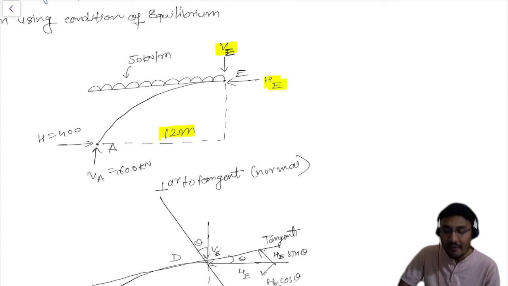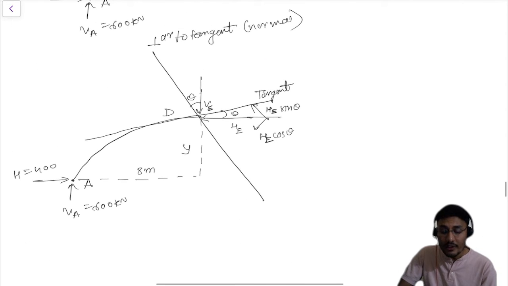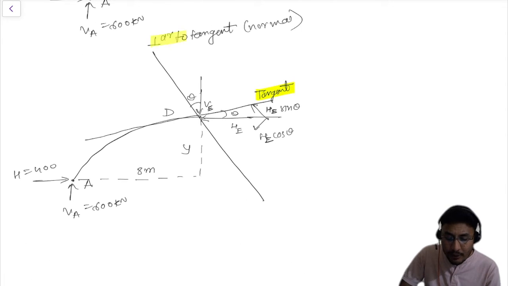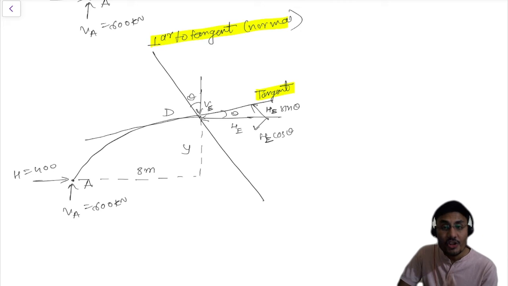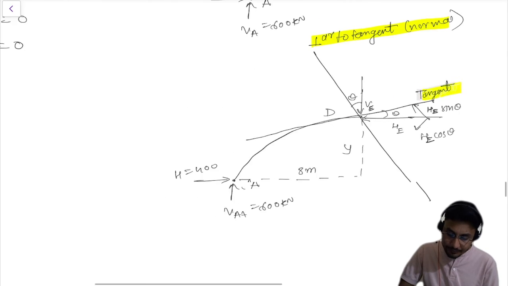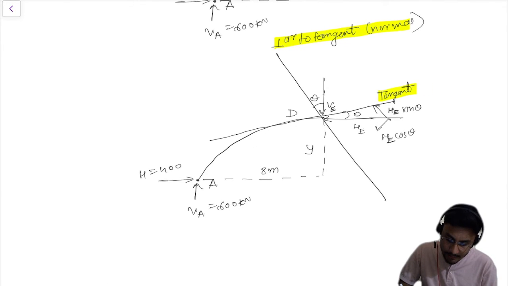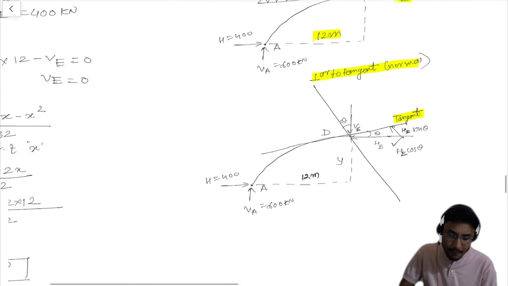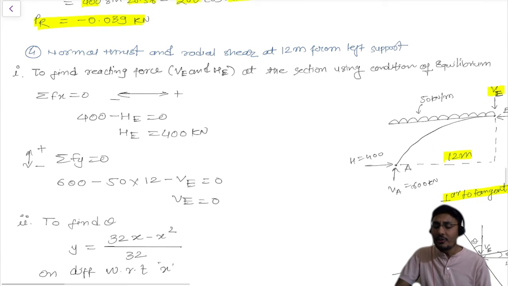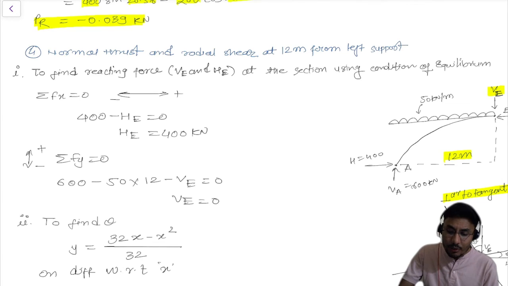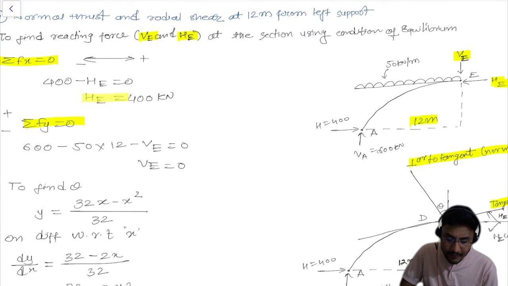You have VE, you have HE at the point of E. Based on that, I have done the two calculations of the tangent and the perpendicular to tangent to get the normal and radial shear. Understood? So now you need to make the change here as 12 meter, my bad. This should be 12 meter. The same equation, same details you need to identify. You need to calculate the VE and HE by making the equilibrium conditions for the summation of horizontal and vertical forces. So you will get the value of HE and value of VE.